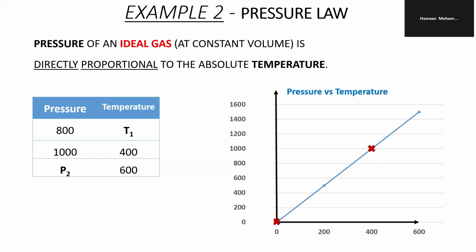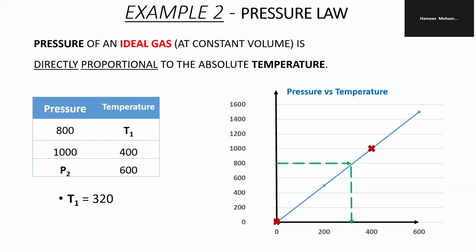Since it's a straight line going on infinitely, can we figure out what happens when the pressure is 800? Could we figure out the temperature? Well, we could start at 800 as the pressure, go across, and wherever it hits, that will give us T1, the temperature when the pressure is 800. And that works out to be, if we were plotting this graph accurately, 320.